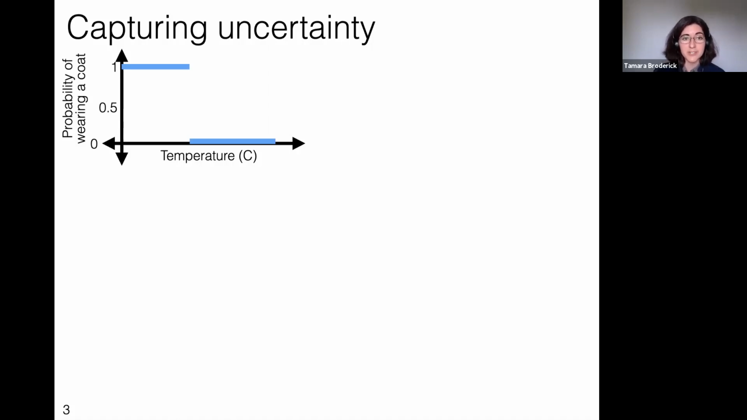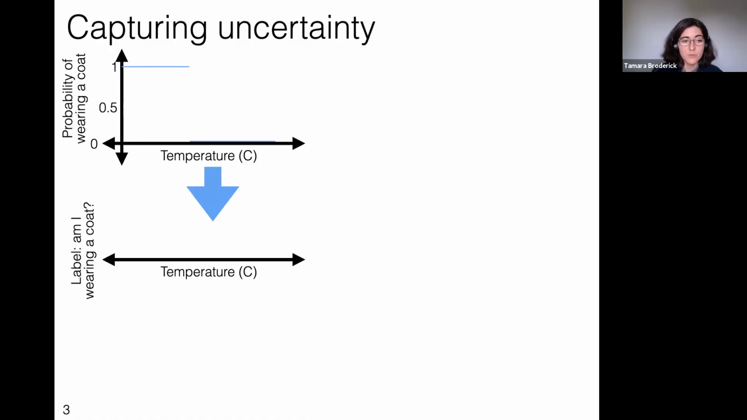And now I could imagine, if this is actually how I behaved, that I could generate some data about what I'm going to do on a given day. Particularly, if it's a warm day, let's get a label of, am I wearing a coat? If it's a really warm day, I'm not going to wear a coat because I have 0% probability of wearing a coat. Any warm day, there's 0% probability of wearing a coat. And now I could go to a colder day, and now there's 100% probability that I'm wearing a coat. And so it's very easy to generate these labels. It's just, I look, am I wearing a coat or am I not? The probability is either 0 or 1.